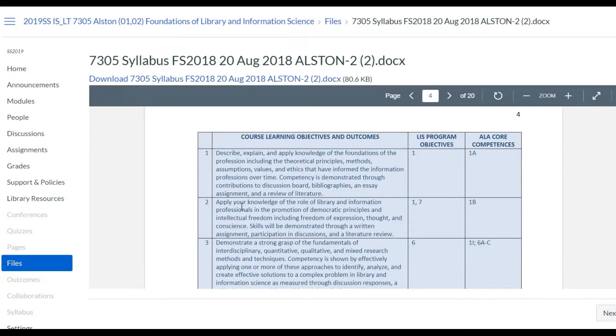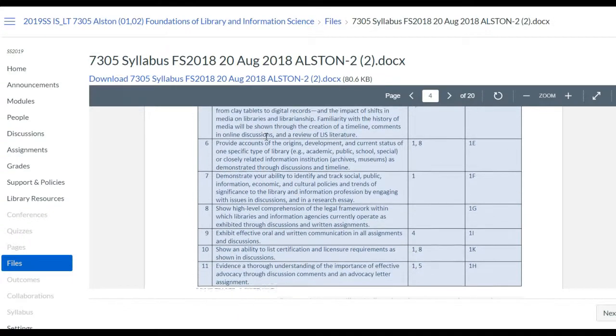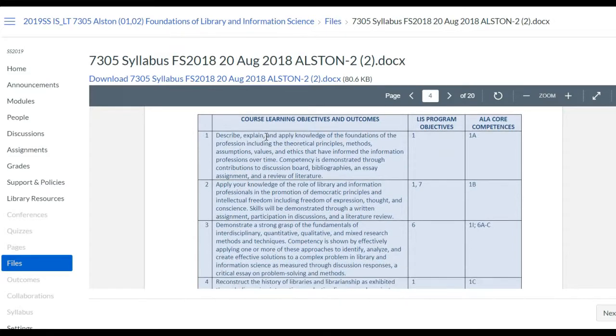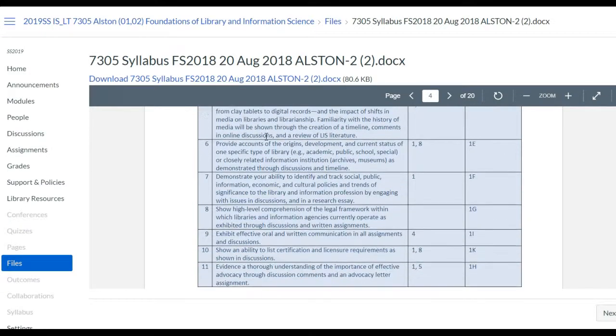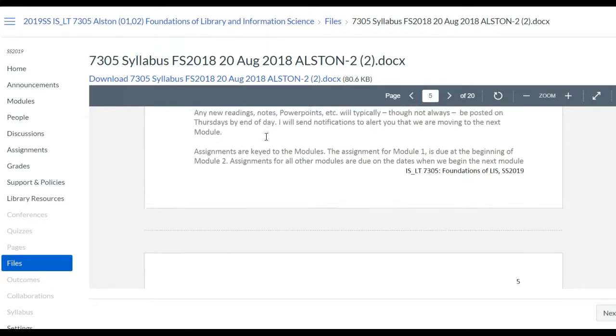And let's scroll. You've got some course learning objectives and outcomes. I'm going to allow you all to review those on your own time, but please be familiar with those. I'm not going to go through those point by point because it's going to take a long time to do so. The course schedule.